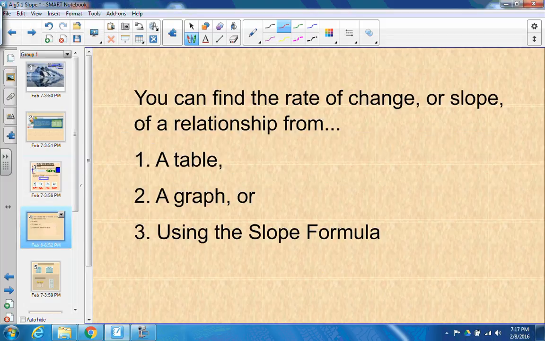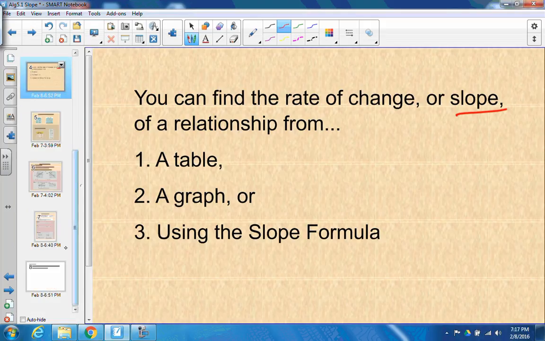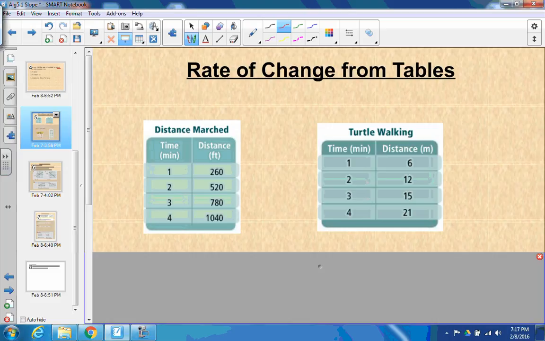All right, so you can find the rate of change, or slope, of a relationship from a table, a graph, or using the slope formula. We're going to do those 3 types today. These 3 types are really easy. It's just the more practice, the better you become at it. So let's say the rate of change from tables, first of all.